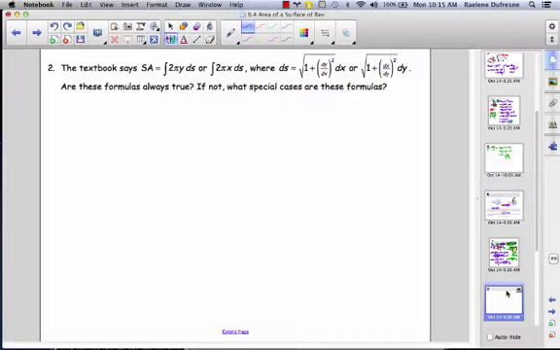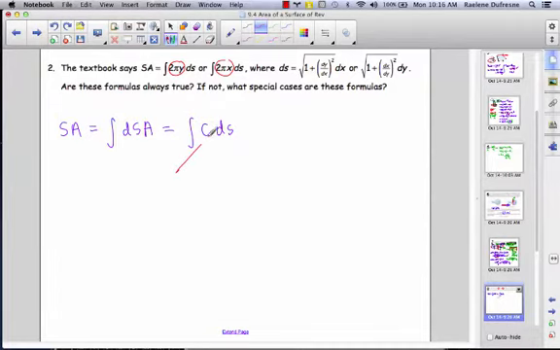In exercise 2, let's just discuss. The textbook says that surface area is equal to the integral of 2 pi y ds, or the integral of 2 pi x ds, where ds is either the distance in terms of dx or in terms of dy. The question asks, are these formulas always true? If not, what special cases are these formulas? Well, when we break it apart and we look at surface area equal to the integral of a little bit of surface area, equal to the integral of circumference times a little bit of ds, we can see that circumference is either being called 2 pi y or 2 pi x.